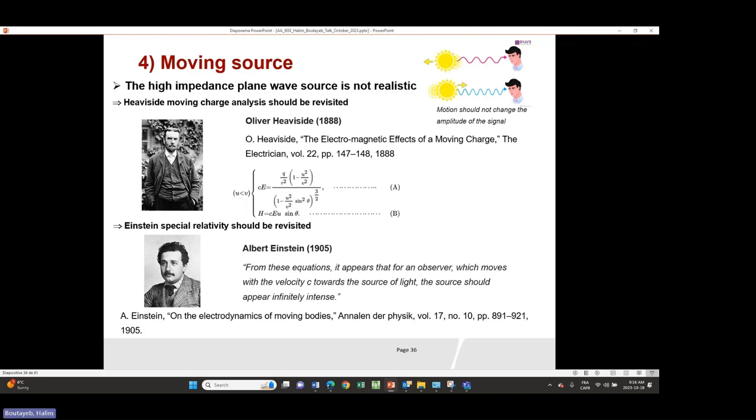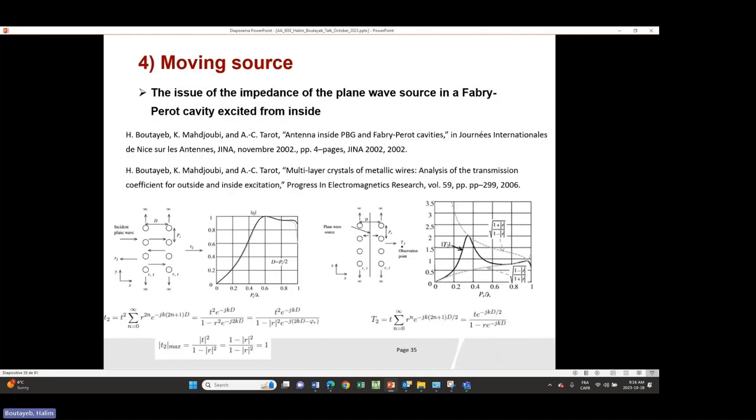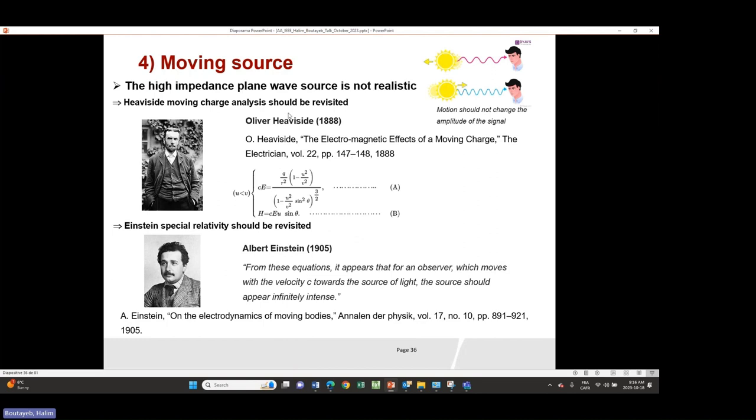The amplitude of the electric field increased with the speed of motion, and it becomes infinite when the speed of motion is equal to the speed of light. Based on our previous analysis, this work should be revisited, because if the charge now has an impedance, and if we make it more ideal, then the amplitude will not increase. Also, Einstein's special relativity should be revisited.